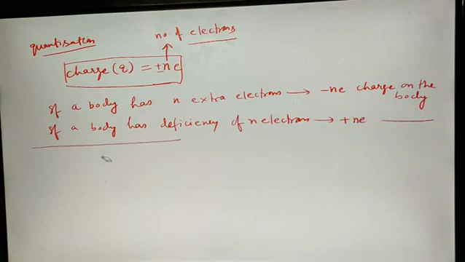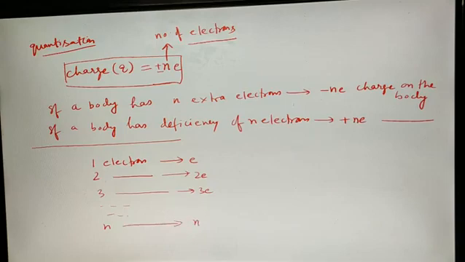So simply, again I'll explain the same thing. One electron means e charge. Two electrons, 2e. Three electrons, 3e charge. Similarly, if there are n electrons, it is equivalent to ne charge. If electrons are in excess, then the body will be said to have negative charge. If a body has a deficiency of electrons, then it is said to have positive charge.